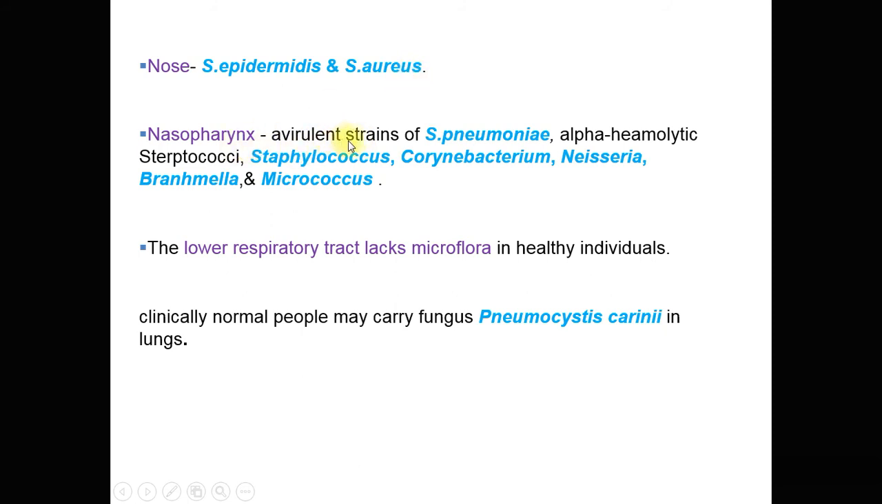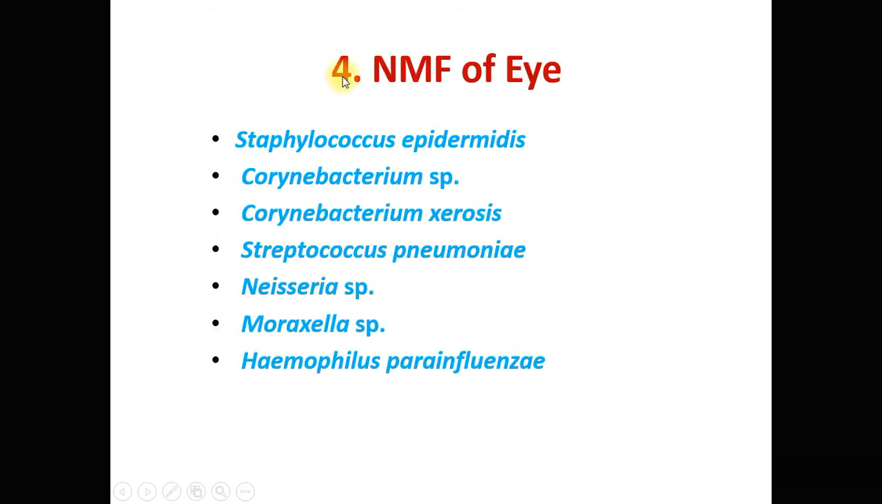The nasopharynx has avirulent strains of Streptococcus pneumoniae, alpha hemolytic streptococci, Staphylococcus, Corynebacterium, Neisseria, Branhamella and Micrococcus. NMF of the eye consists of Staphylococcus epidermidis, Corynebacterium, specifically the species xerosis, Streptococcus pneumoniae, Neisseria, Moraxella and Haemophilus parainfluenzae.